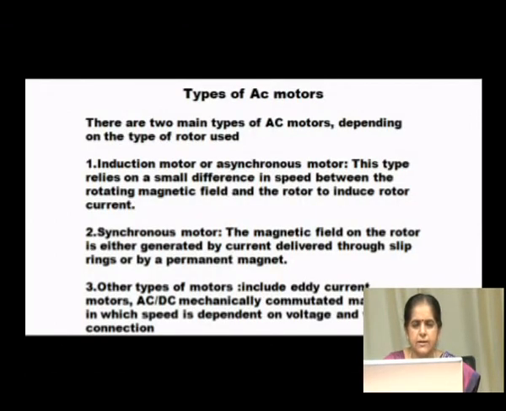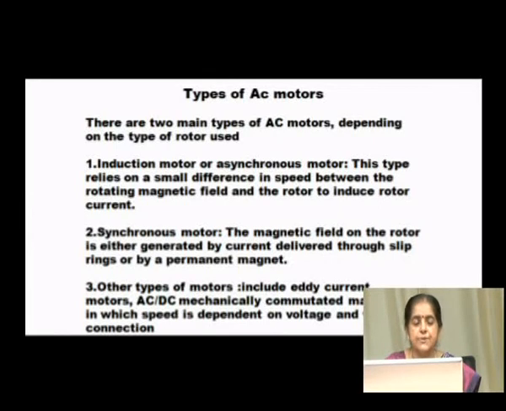Now, let us look into the different classifications of the AC motors or types of the AC motors. There are two different types of AC motors depending on the type of the rotor used. There will be different types of rotors used. Therefore, based on what type of rotor is used, there will be two main types of AC motors, that is the asynchronous motor and the synchronous motor.